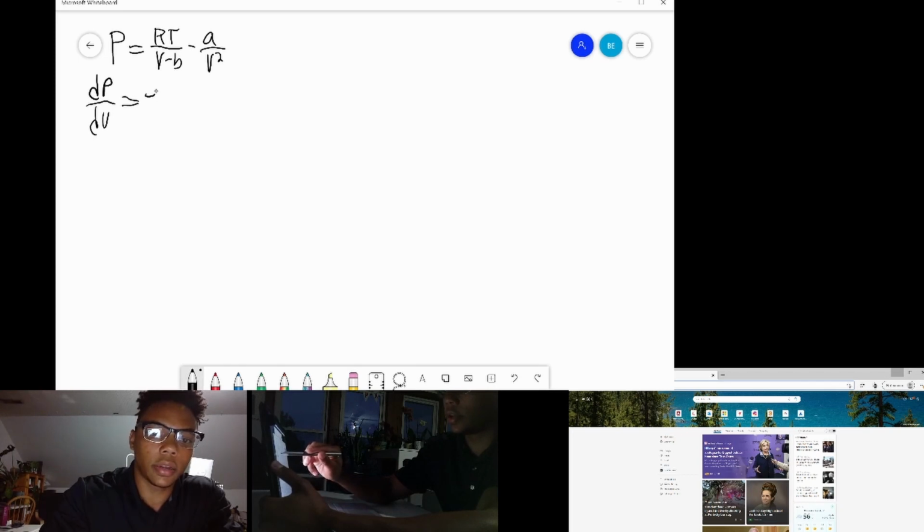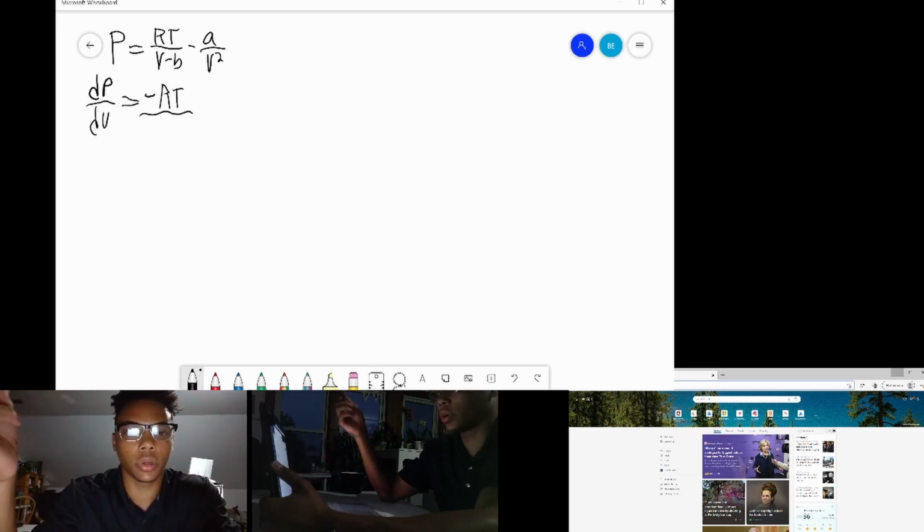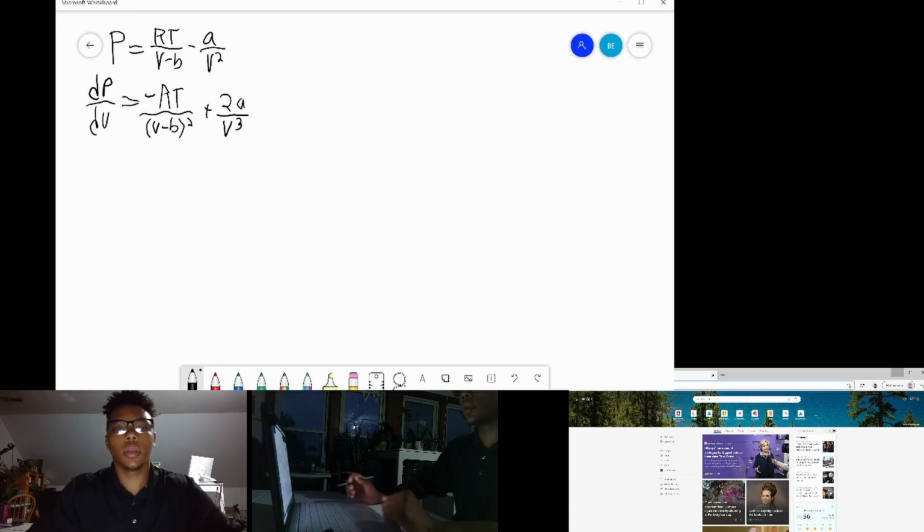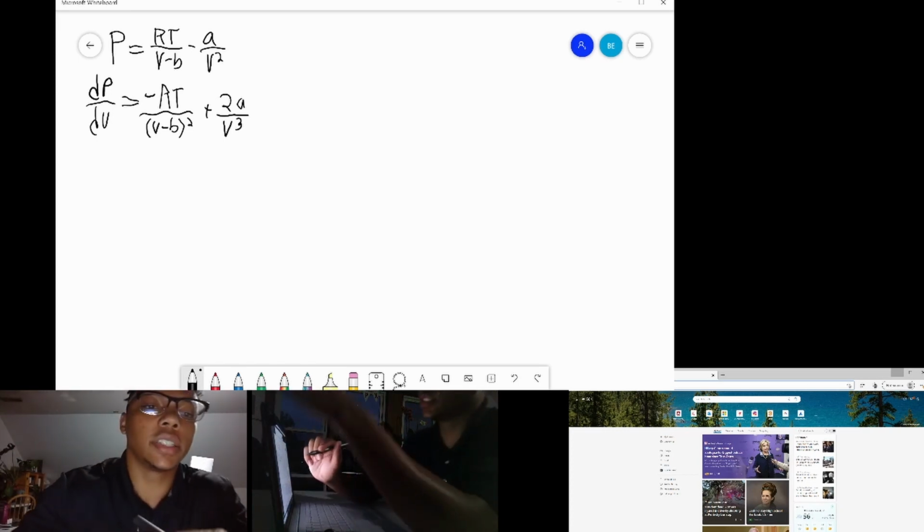So we have negative RT over... this R is just 8.31 K, and temperature is going to remain constant when finding our pressure. So they're just constants. V minus B squared, and since V's on the bottom over here, plus 2A over V cubed. And what we're going to do next is we're actually going to find the second derivative.